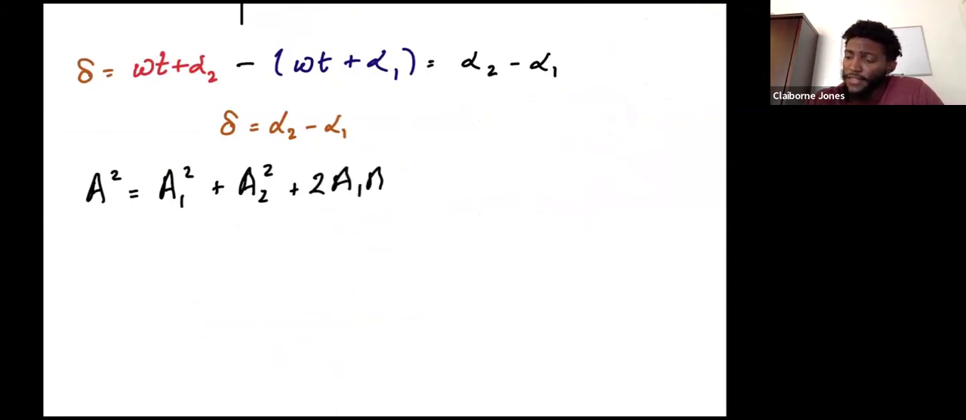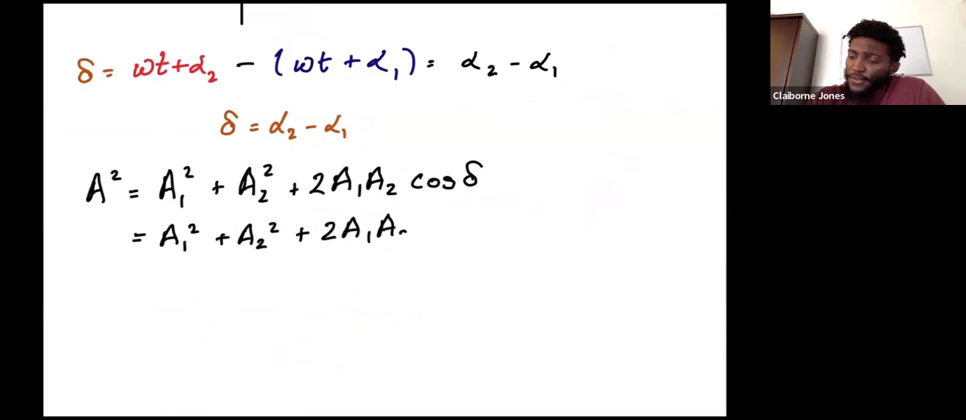A1 A2 cosine of delta, which is just equal to A1 squared plus A2 squared plus 2 A1 A2 cosine of alpha 2 minus alpha 1. All right, and that's A1 squared. Oh, sorry, not A1 squared, but A squared. All right.